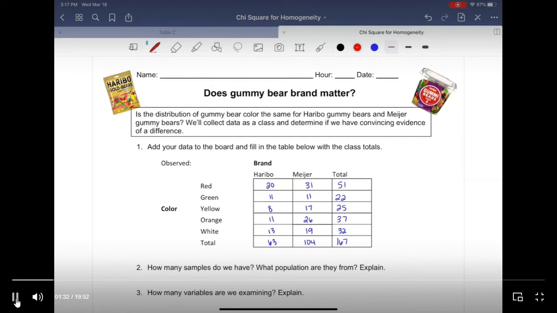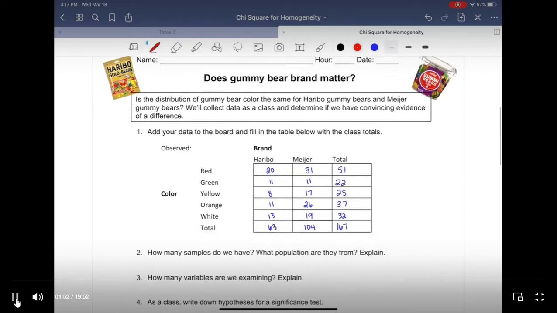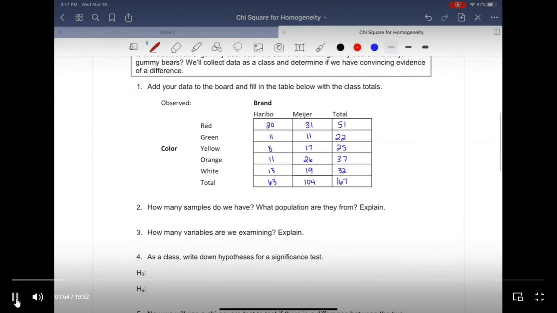So we collected some data as a class, and then we're going to determine if we have convincing evidence of a difference. So all of this data filled in the table, this is my actual class data from when I did this lesson last year. So if you could go ahead and take a moment and fill in all of that data onto your notes. And then after you've done that, I'd like you to work through questions 2 through 4. So thinking about how many samples we have, how many variables we have, and then try and write hypotheses, thinking again about what we talked about in the last couple of lessons: well, what are we trying to show? And then work backwards to figure out your hypotheses. When you're done with that, hit play, and then we'll go through the answers.